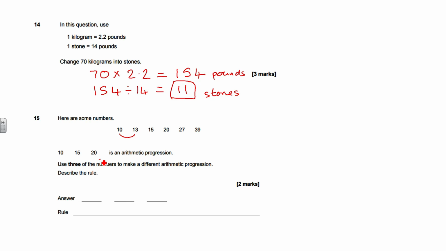So let's start at 13 instead. 13 to 15 gives me 2, so plus 2, 15 plus 2 is 17, that's not there. 13 to 20, however, is plus 7, and then 20 plus 7 is 27. So I could have 13, 20, 27. The rule is add 7 each time.